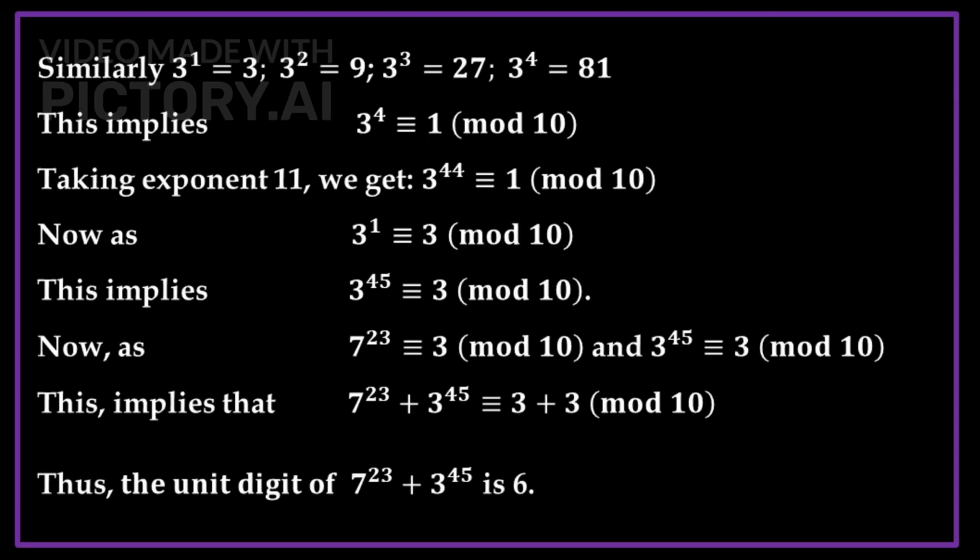Great. Similarly, 3 raised to the power 4 gives a remainder of 1 when divided by 10. Taking exponent 11, we get 3 raised to the power 44 is congruent to 1 modulo 10. This result, together with 3 being congruent to 3 modulo 10, gives that 3 raised to the power 45 is congruent to 3 modulo 10. Now adding both expressions, we find that the sum is congruent to 6 modulo 10. Hence, the answer is 6.